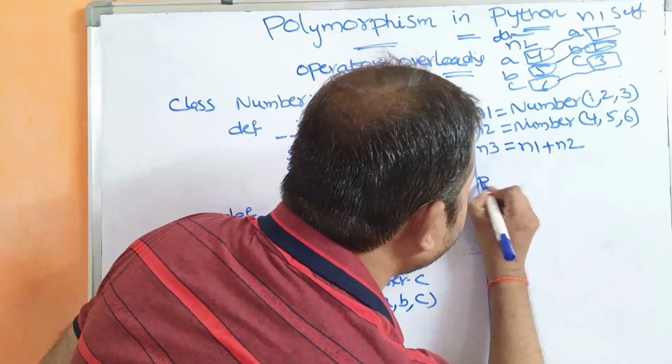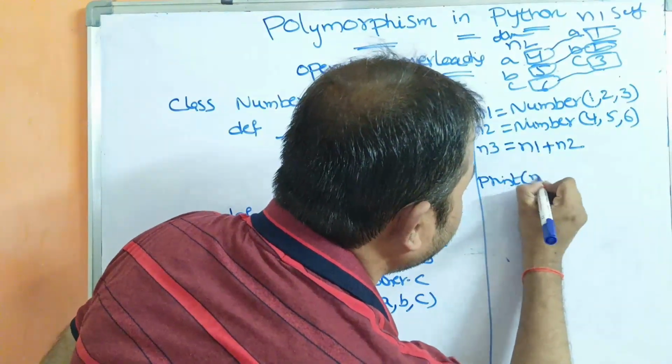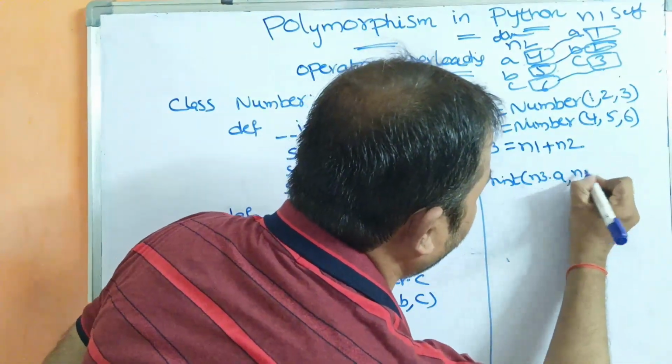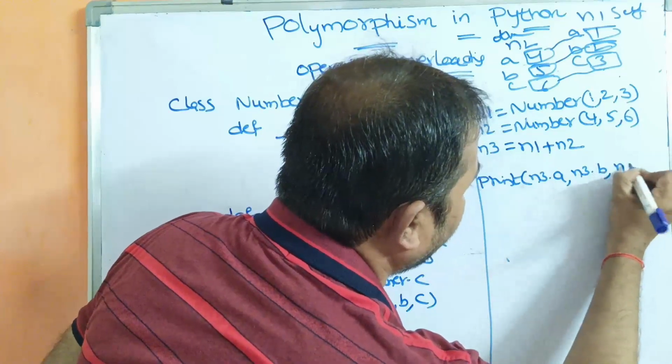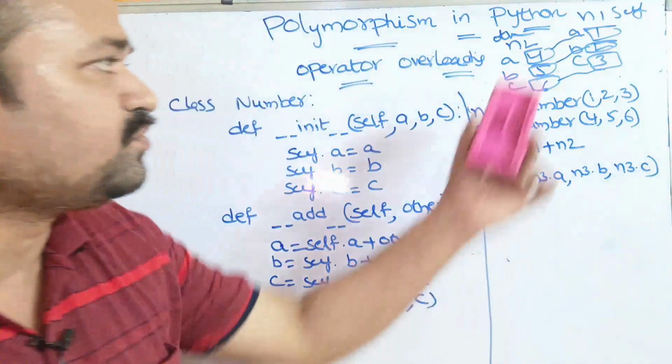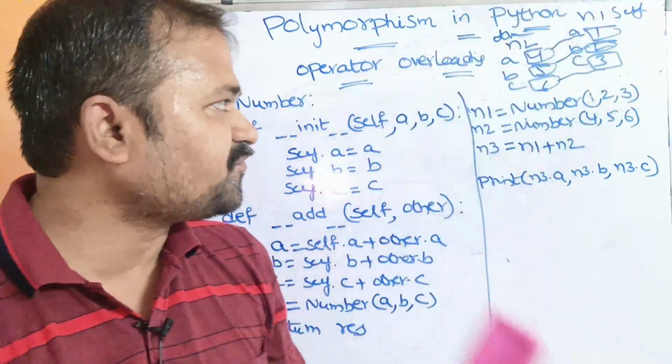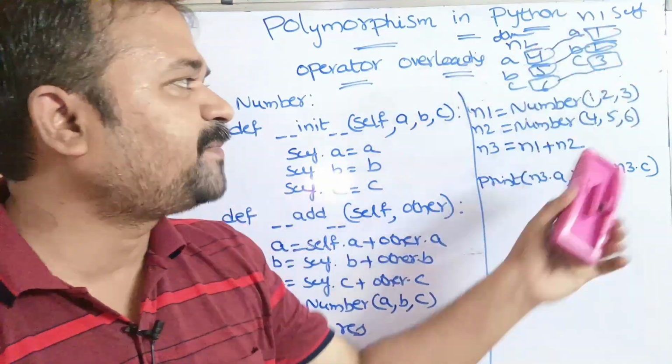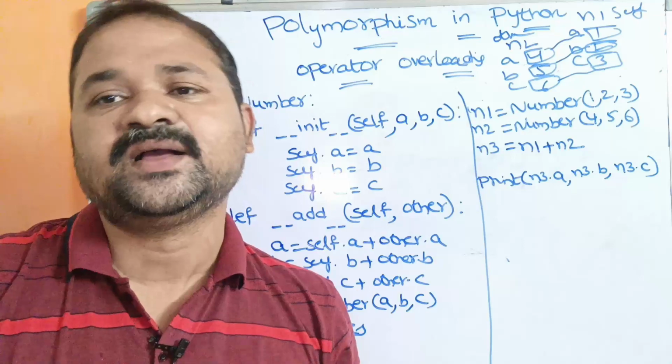Now let us display the result. So print n3 dot a, n3 dot b, n3 dot c. Now that result will be displayed. What is the result? 5 space 7 space 9. That statement will be printed.